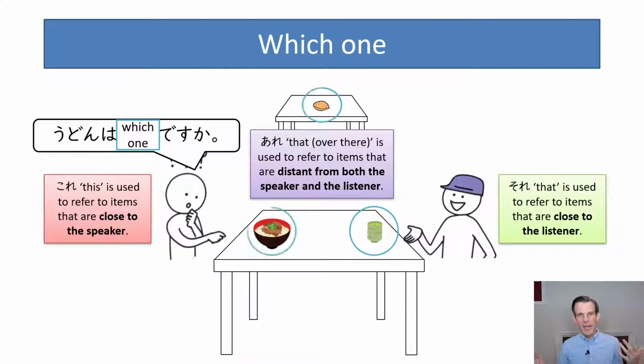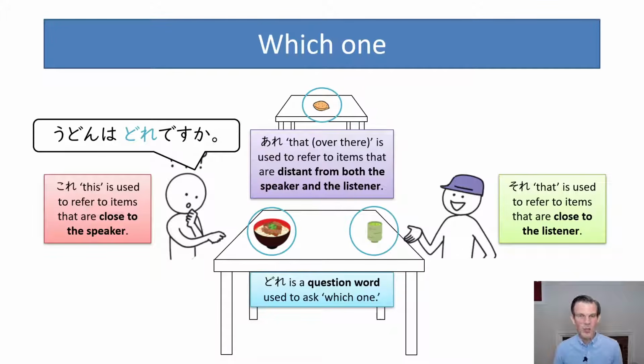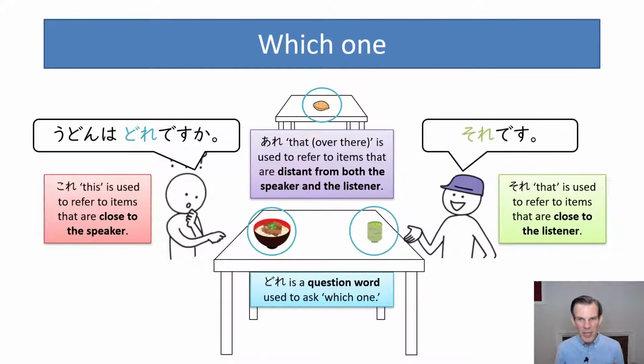Now, finally, let's say you know one of these things is called udon, but you don't know which one. So you want to ask which one of these is udon. Udon is your topic. So you say, udon wa dore desu ka? Dore is the question word when there's a variety of different things, three or more, and you want to ask which of those things. It's the question word for kore, sore, are. Your friend would say, sore desu, because the udon is the thing that's close to the listener in this situation, right?